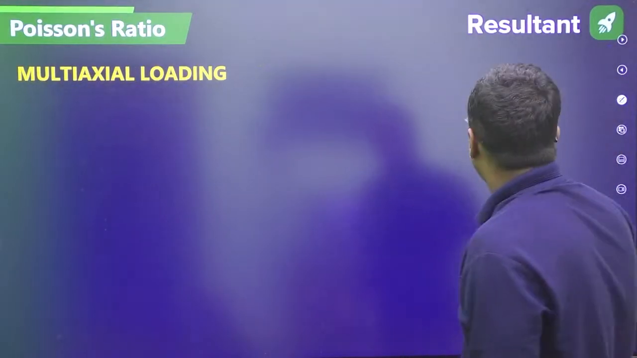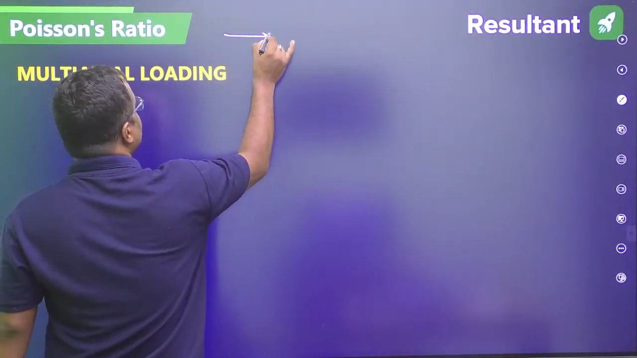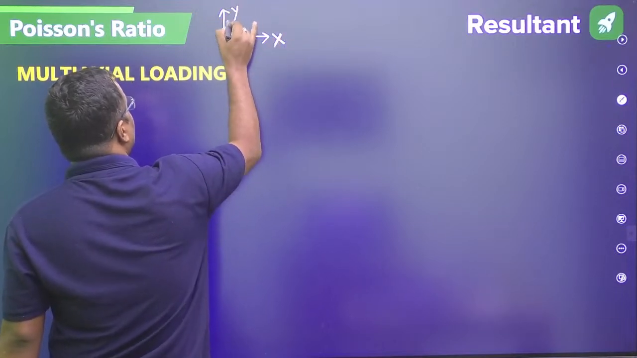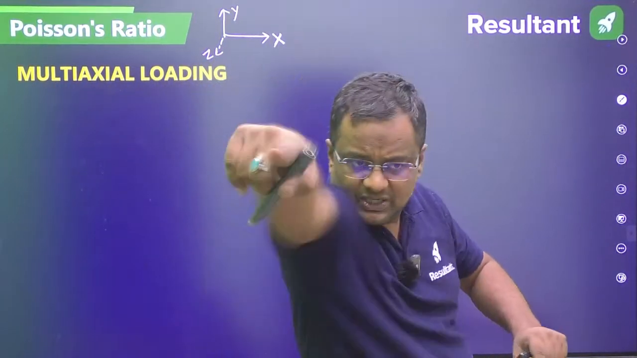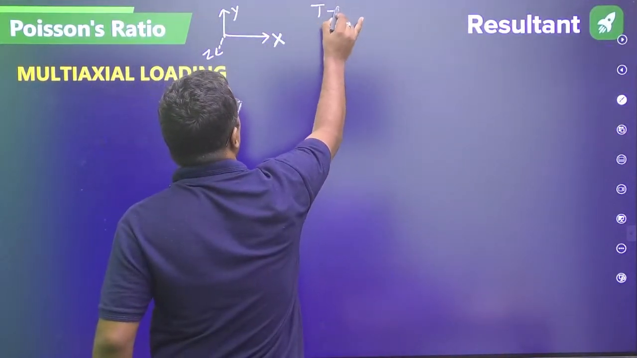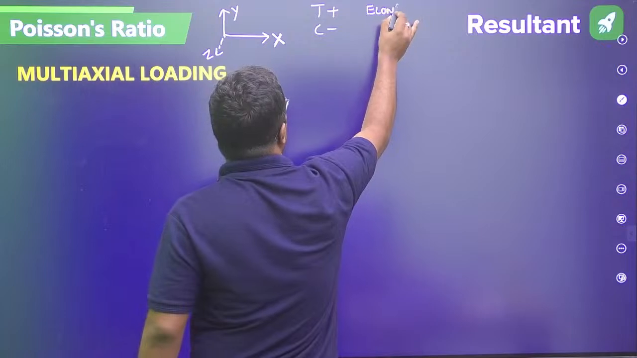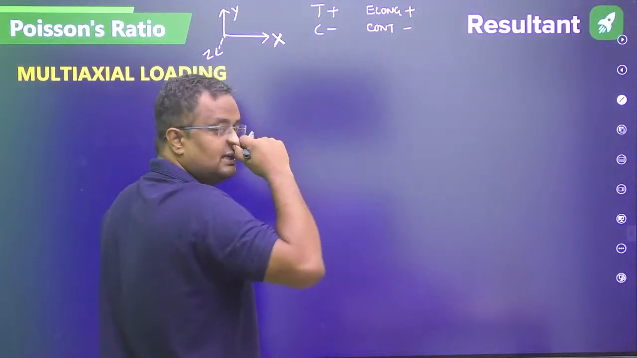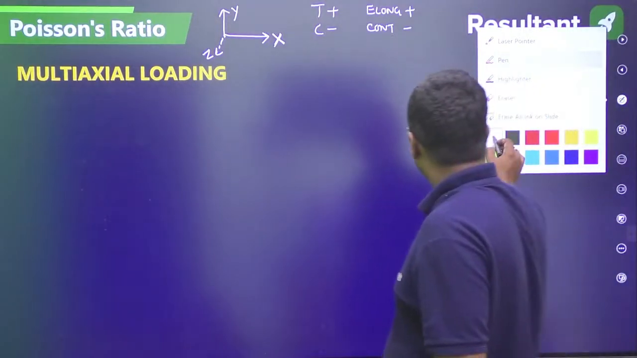Okay. Now for multi-axial loading. Guys, if this is x, this is y, and the axis which is coming to you is the z axis. This is x, this is y, and the axis coming to your head is the z direction. Tension is positive, tensile stress is positive, compressive stress is negative. Elongation, increase in strain, is positive; contraction is negative, guys.